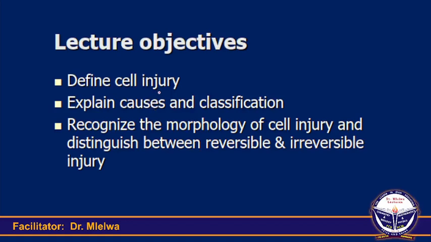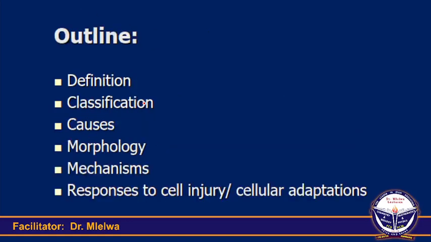pathology. Lecture objective, we are required to know or to define the cell injury, then to explain the causes and the classification of cell injury, and then to recognize the morphology of a cell injury and distinguish between reversible and irreversible injury. Unaona? So you're required to know the meaning of cell injury, the causes and the classification of cell injury, and then to recognize the morphology of cell injury and to distinguish between reversible and irreversible cell injury. So let's go together in this discussion.